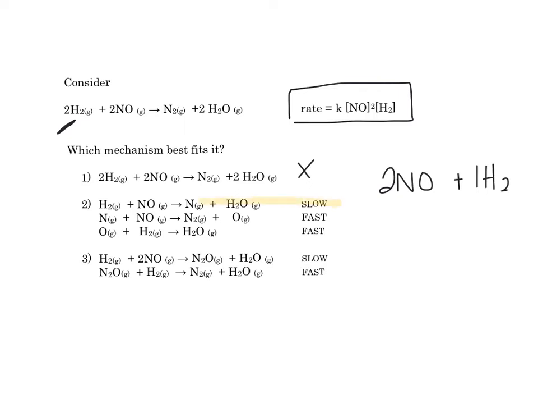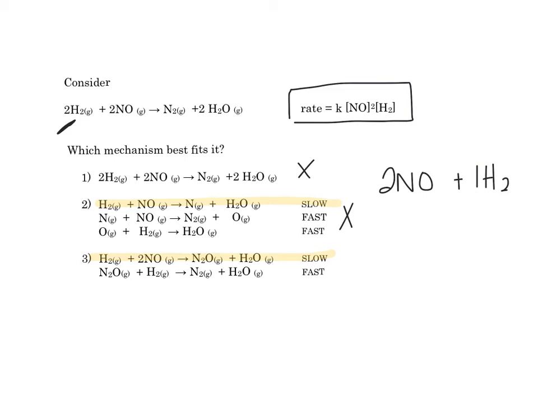That's the only steps you need to be concerned with right now. So in reaction mechanism 2, our slow step has 1 in front of H2, but only 1 in front of NO. So this one cannot be our reaction mechanism. Reaction mechanism 3, the coefficient is 1 for H2, 2 for NO, so that would work.